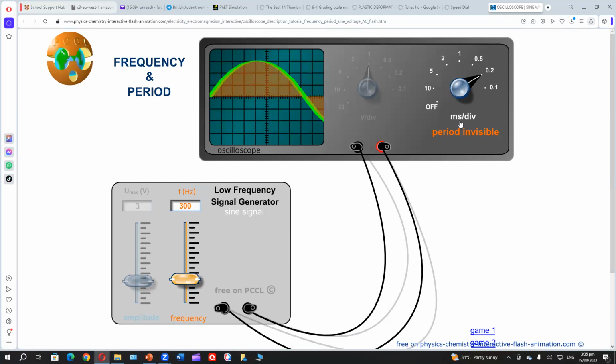Look, now the shaded part is the time period. We used to do this calculation in our O-level physics. The time period is the time for one complete cycle. So this is how we calibrate it. We move the knob like this. Now it is not readable. It is still difficult to read, but now it is better. This is easier to read.